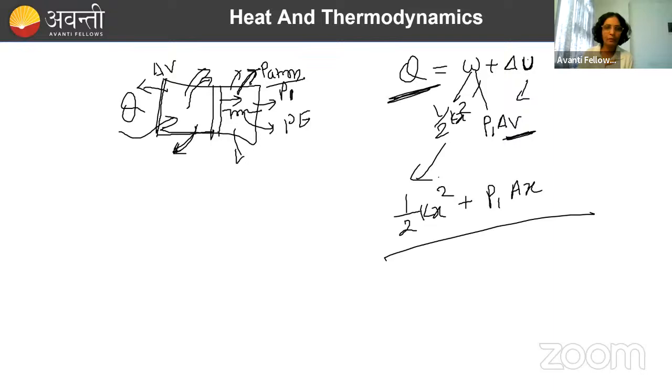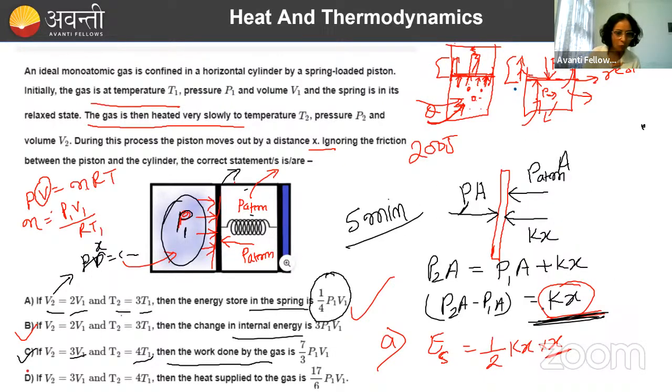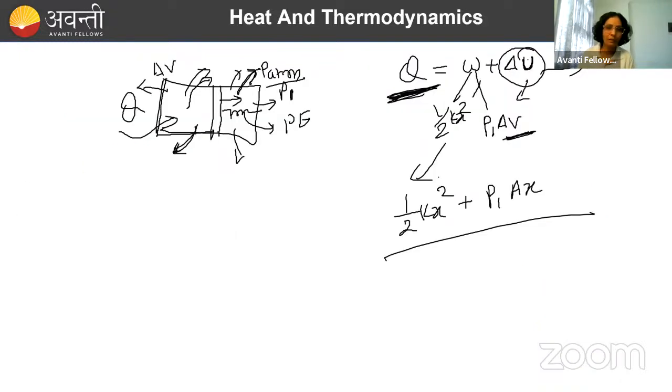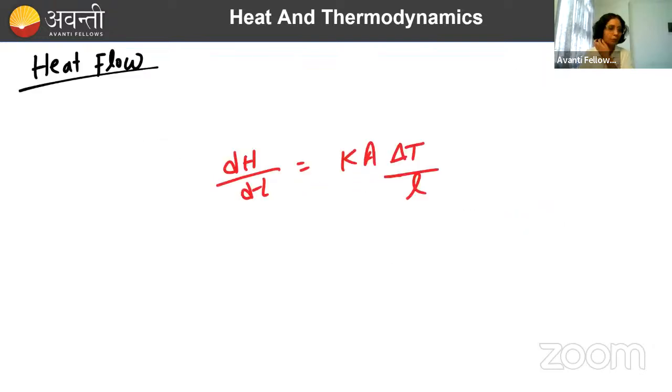Heat given we can calculate easily. Delta U we have already calculated in the second option. W we can calculate from here, so that we can check. Work done by the gas we can calculate, and heat supplied to the gas we can also calculate. So option C is all about this and option D is all about this. You just need to put in the values and get the answer. I hope you will do this, because we need to move ahead.